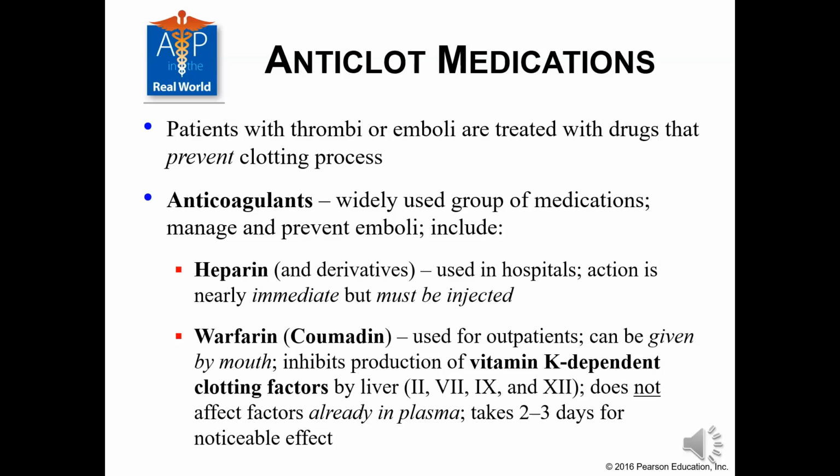The other anticoagulant is also widely used, but usually as an outpatient, and is called warfarin or Coumadin. It used to be formerly the main ingredient in rat poison. It can be given orally, and it inhibits production of all the vitamin K-dependent clotting factors by the liver, 2, 7, 9, and 12. It does not affect factors already present in the plasma, and it generally takes 2 to 3 days for any noticeable effect. So when somebody is being staged for anticoagulant therapy, they'll probably put him on heparin while he's in the hospital for about 1, 2, or 3 days, and then they'll discharge him home on Coumadin.